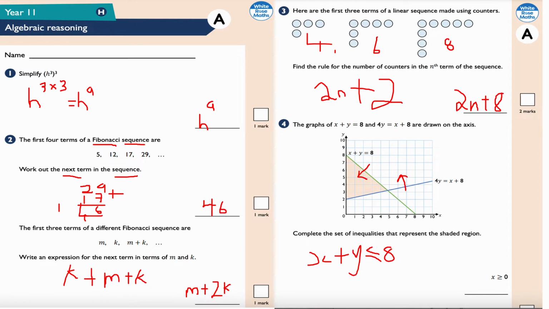And the other one is going to be 4y is greater than or equal to x plus 8 because again it's got a straight line there. And you can test by checking coordinates that lie in this region here. So you can pick the coordinates 2, 4 and see what you get.